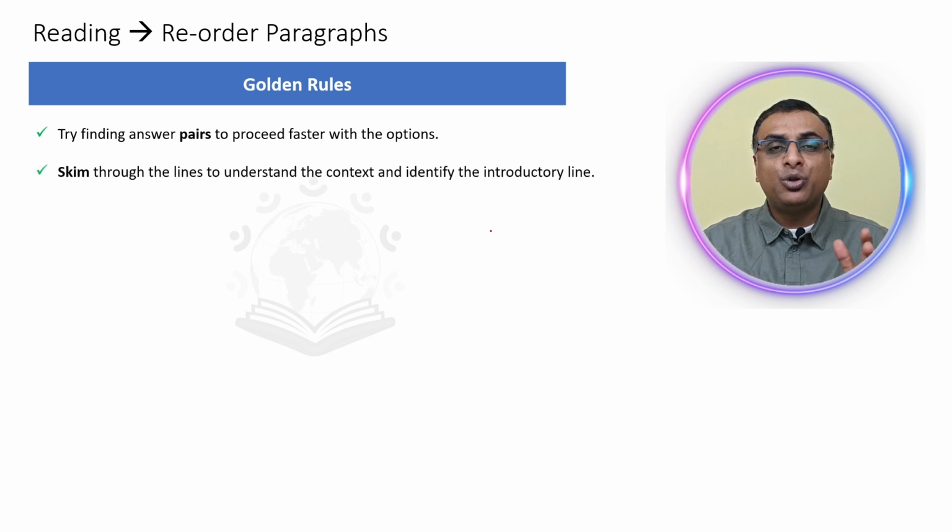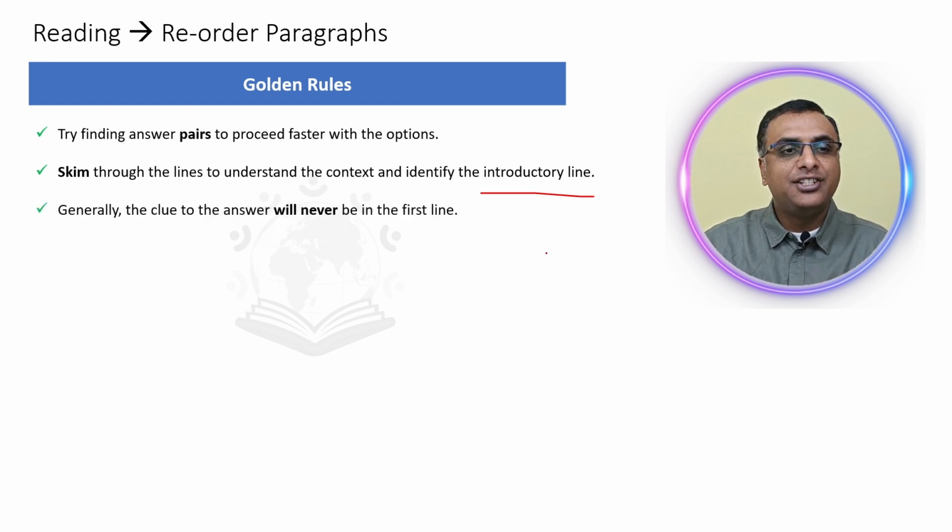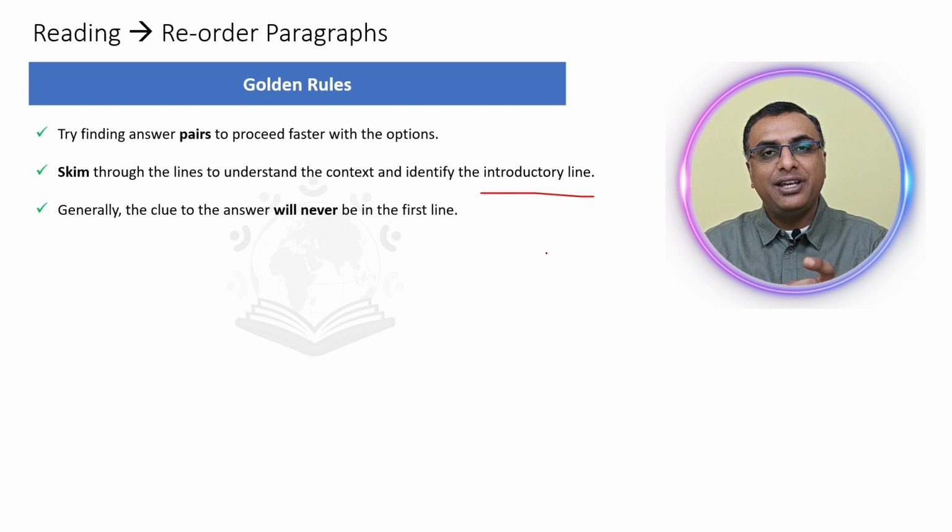You would have to skim through the paragraph utilizing fast reading skills and understand the overall context of that paragraph. The first and foremost thing you need to do is find the introductory line, which will make things easier going forward. Next, generally the clue to the answer will never be in the first line. I would recommend you read the entire jumbled sentences to understand the context first and then start identifying the logical pairs. PTE will not give you such easy reorder paragraph questions.